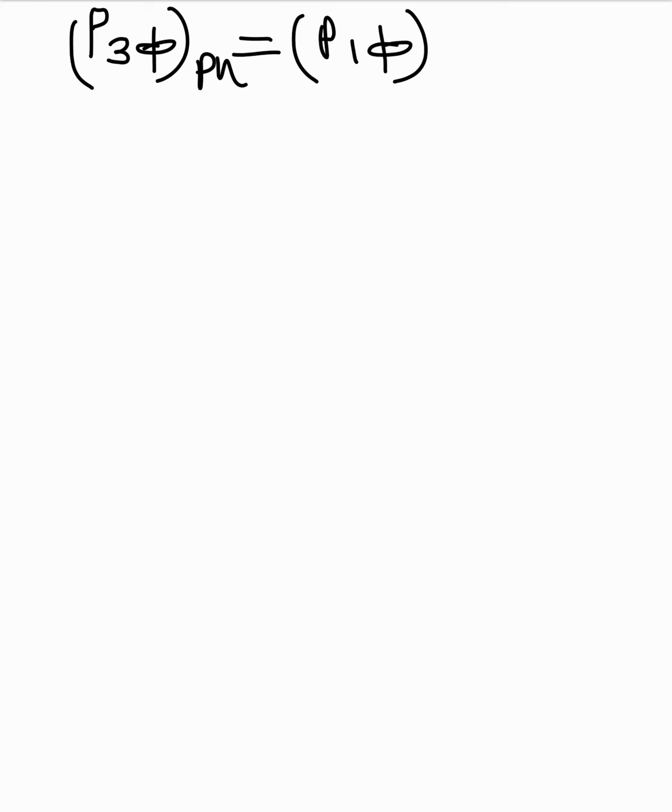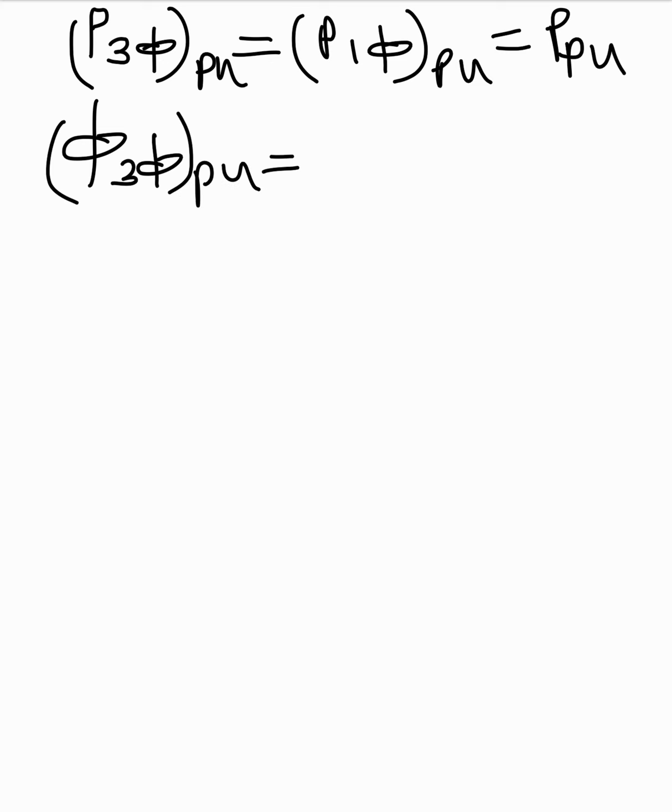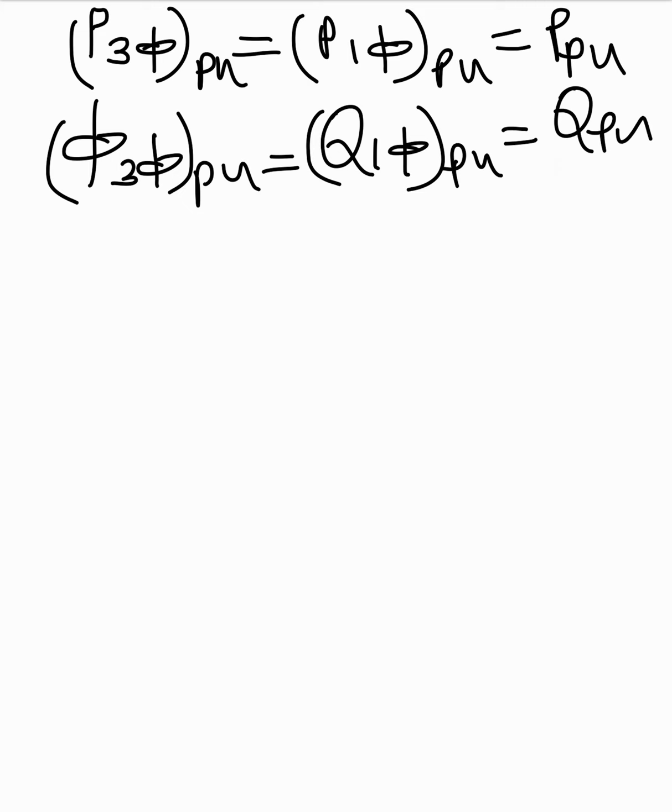Similarly, P 3 phase per unit is equal to P single phase per unit is equal to P per unit, and Q 3 phase per unit is equal to Q single phase per unit is equal to Q per unit value for the active and reactive power. Now base impedance per phase. What is base impedance?